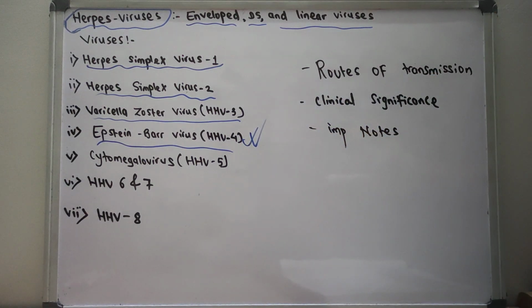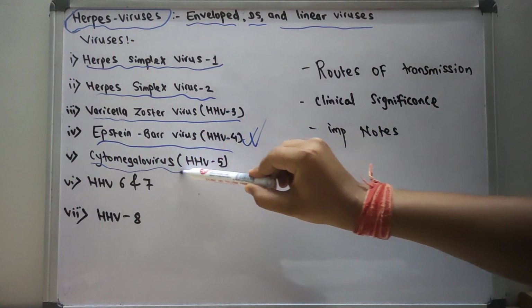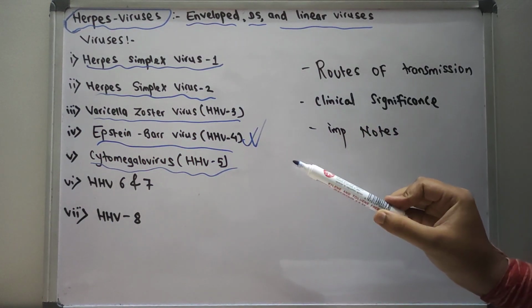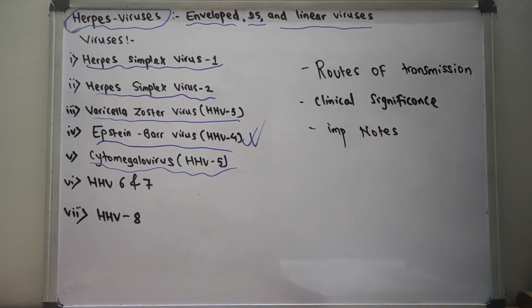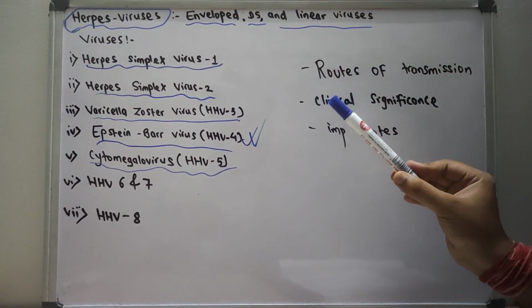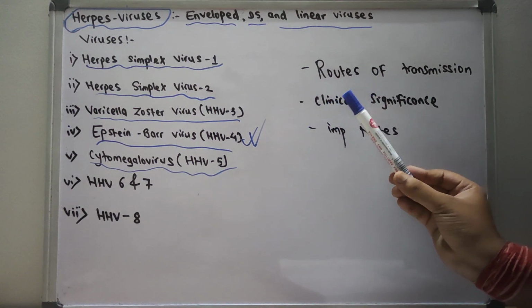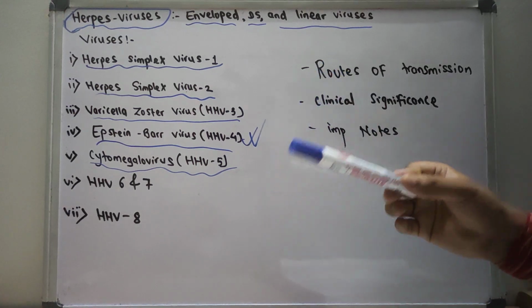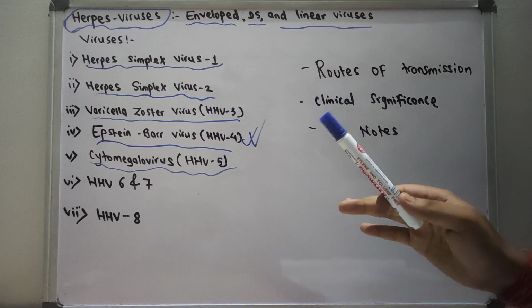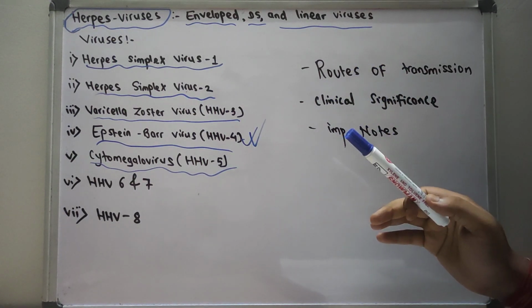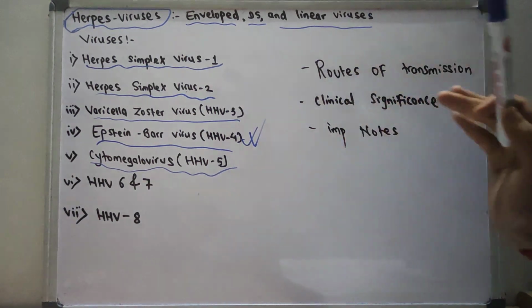So now let us talk about the cytomegalovirus, that is the human herpes virus 5. The cytomegalovirus is transmitted mainly through sexual contact, saliva, urine, transplant and congenitally. Mononucleosis in the immunocompetent patient can be seen with cytomegalovirus.